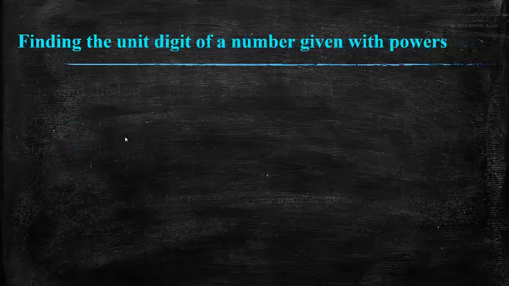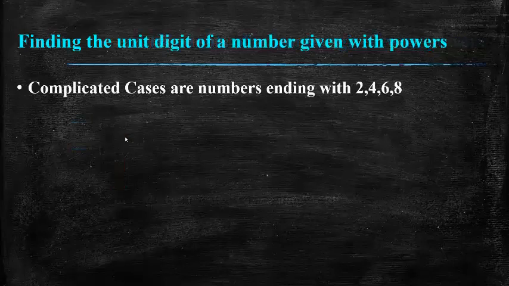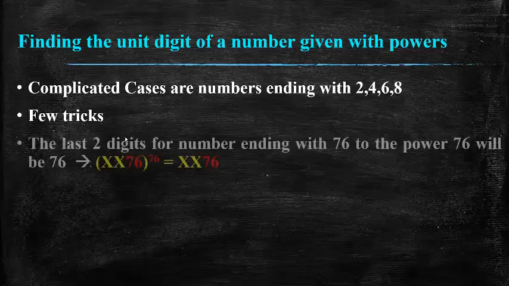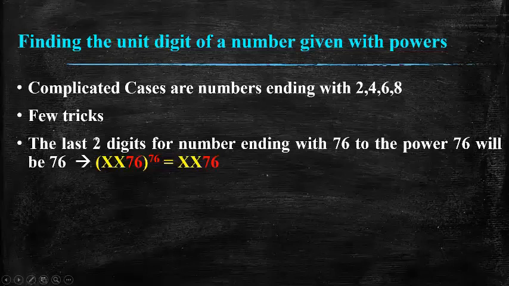So there are certain complicated cases for the numbers that are ending with 2, 4, 6 and 8. So let's see some of the tricks in order to solve the problems where a number is going to end with 4 or with some power raised to it. For example, a number ends with 76, and if you raise the power 76 to it, the last two digits will be 76 again. So for any number that ends with 76 and with any power value raised, the last two digits are also going to be 76.